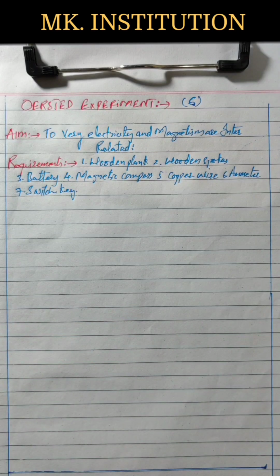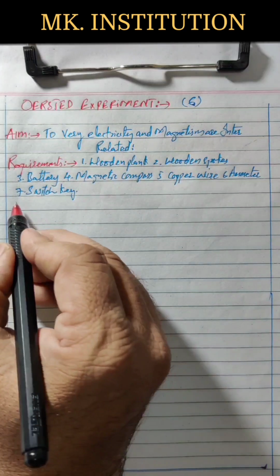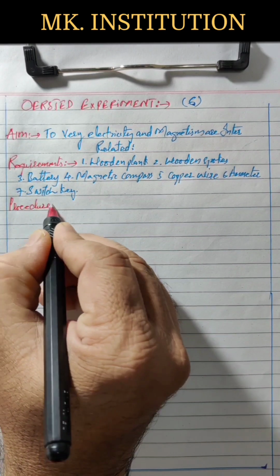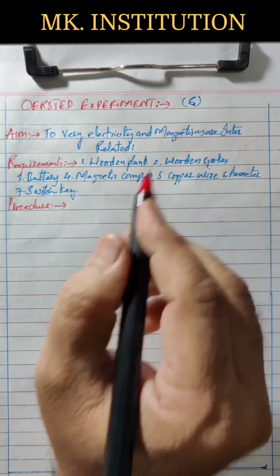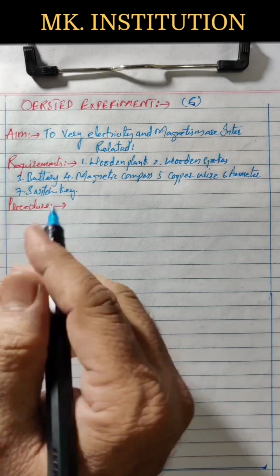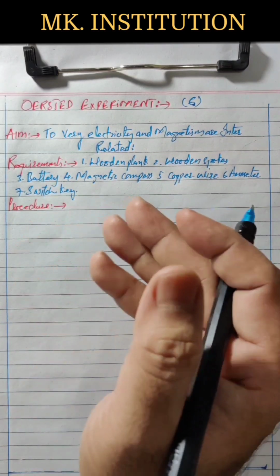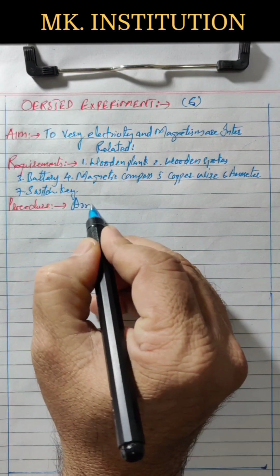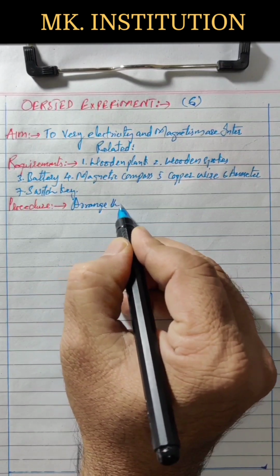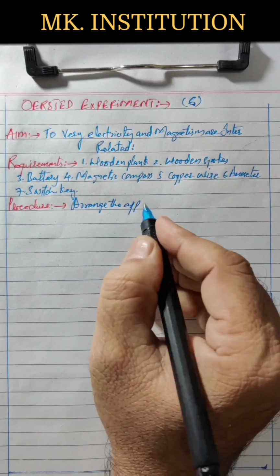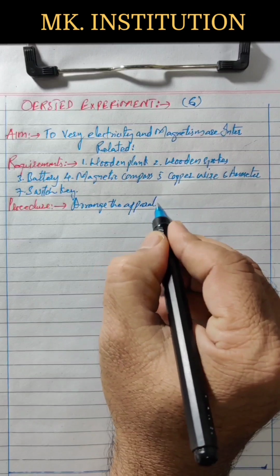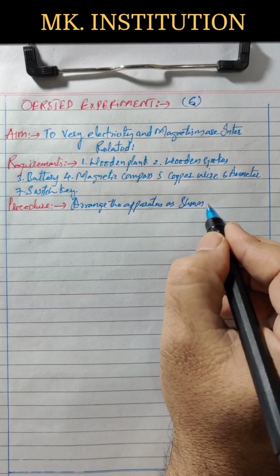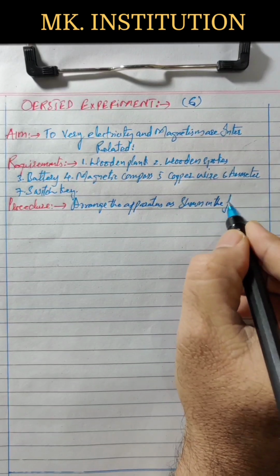Clear? Then after taking these requirements, what do you do? That is your procedure. Step by step, if you write, you'll get full marks, 6 marks. In the procedure, whether it is biological science, physics or chemistry, the first line should be: arrange the apparatus as shown in the figure.